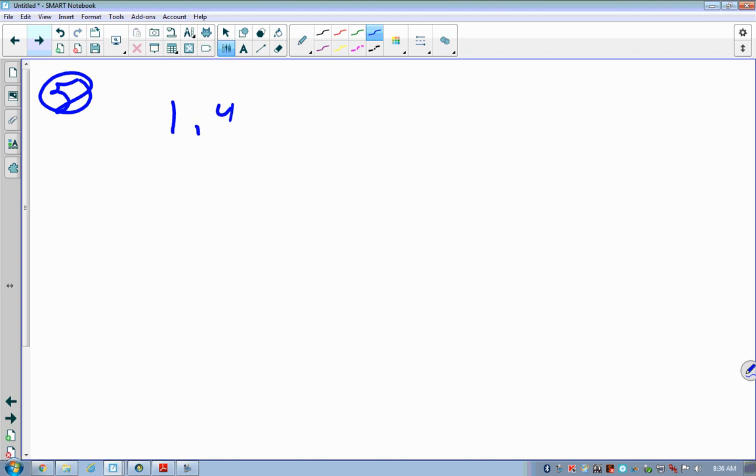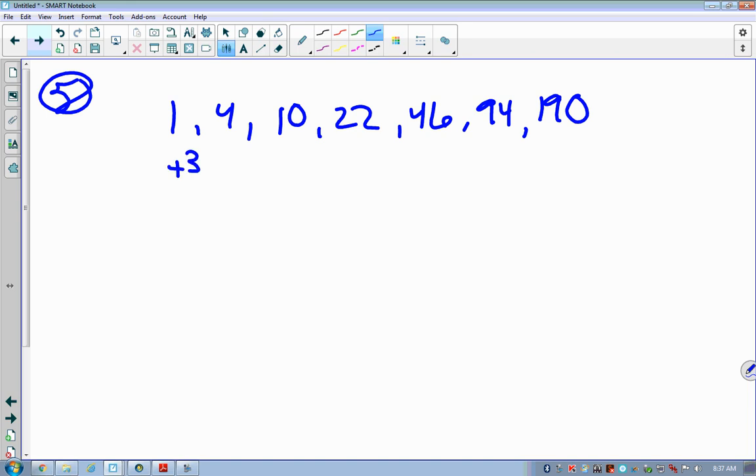We've got 1, 4, 10, 22, 46, 94, 190. All right, so basically what you're doing is you're looking for a pattern. Okay, there's, I think, 2 patterns that you can go with on this. You could look at this as +3, and then this is +6, +12.